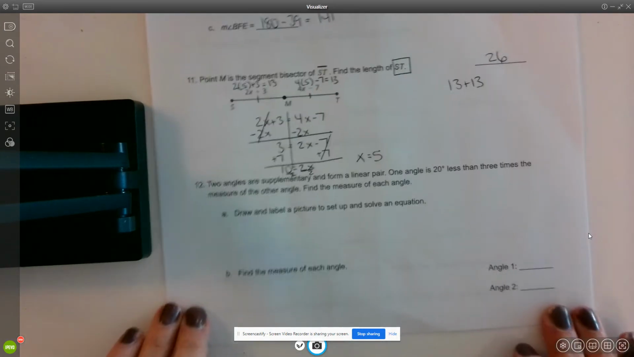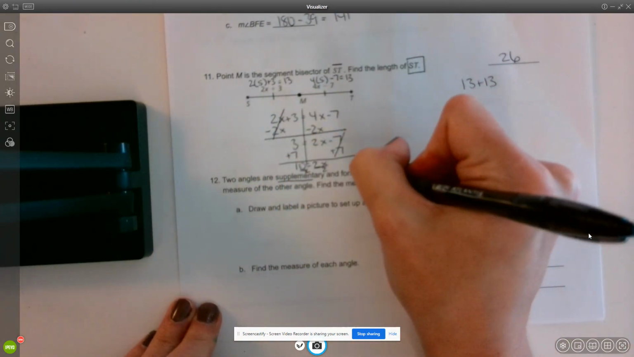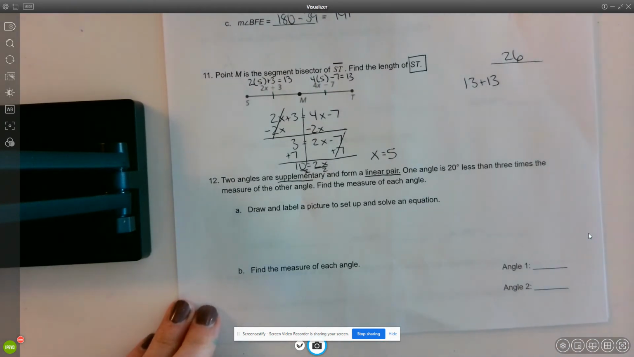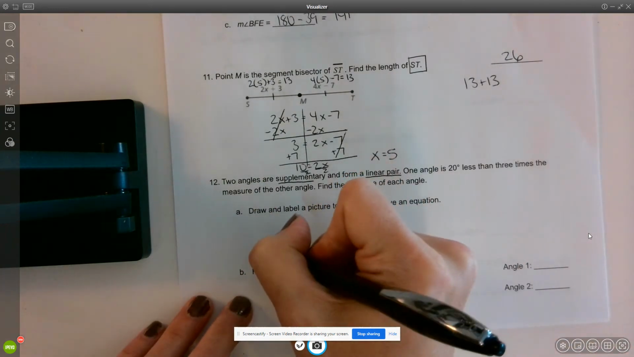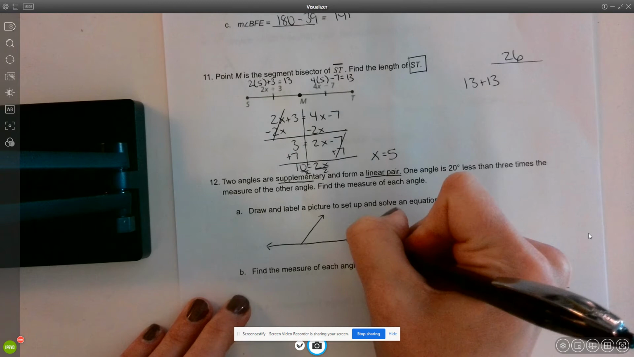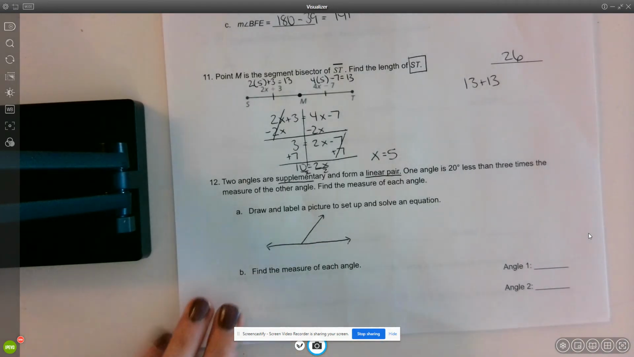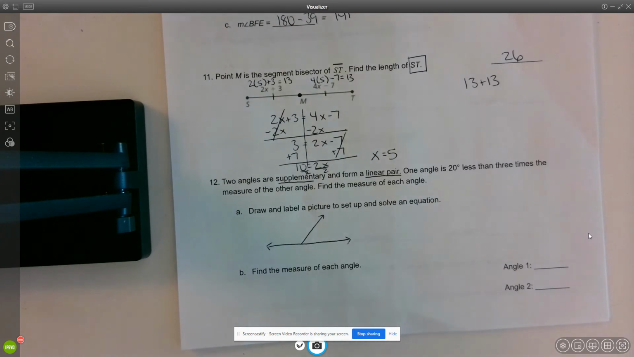Number 12, two angles are supplementary and form a linear pair. So let's go ahead and let's draw what this linear pair might look like. It might not be drawn to scale, but here are two angles that are a linear pair. They make a straight line. One angle is 20 degrees less than 3 times the measure of the other angle. Find the measure of each angle.